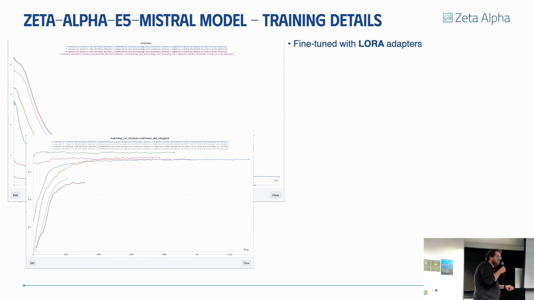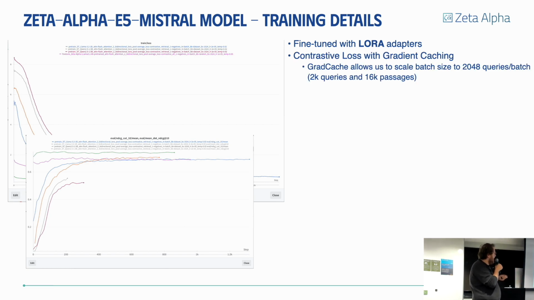We use LoRA adapters to fine-tune it, so it's not fine-tuning the whole network, just the adapters. A progressive loss with gradient caching is a technique for improving the batches, or having really large batch sizes.